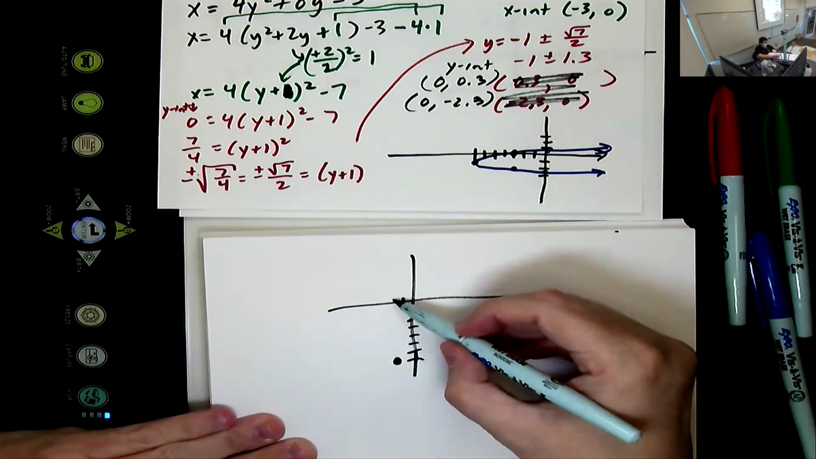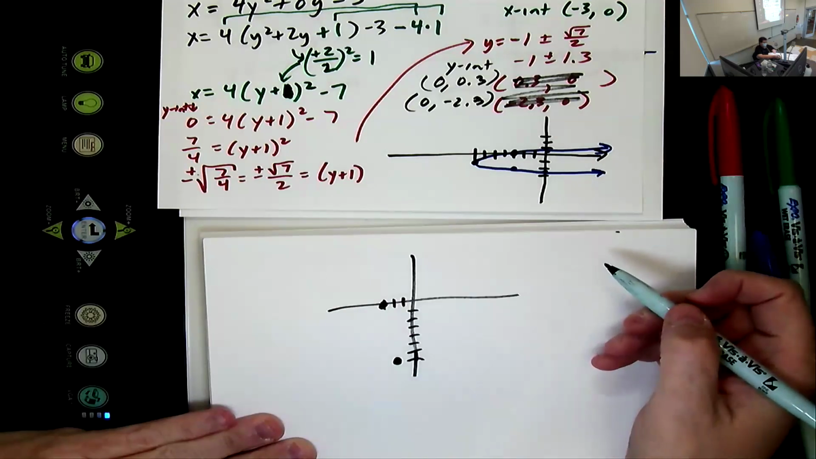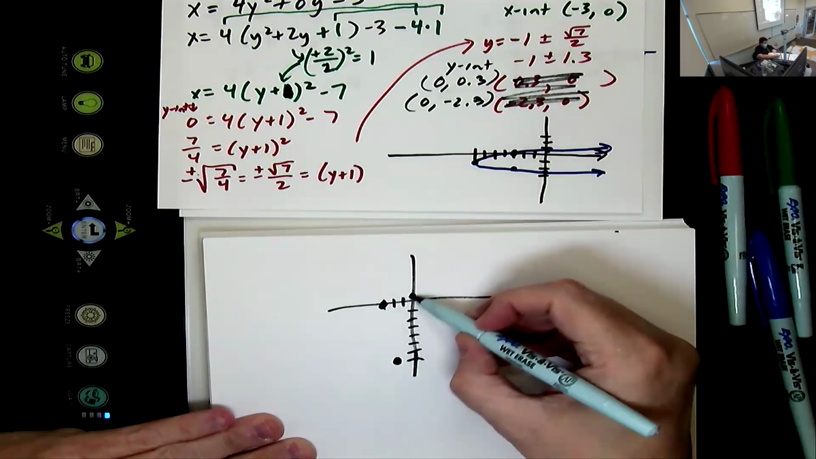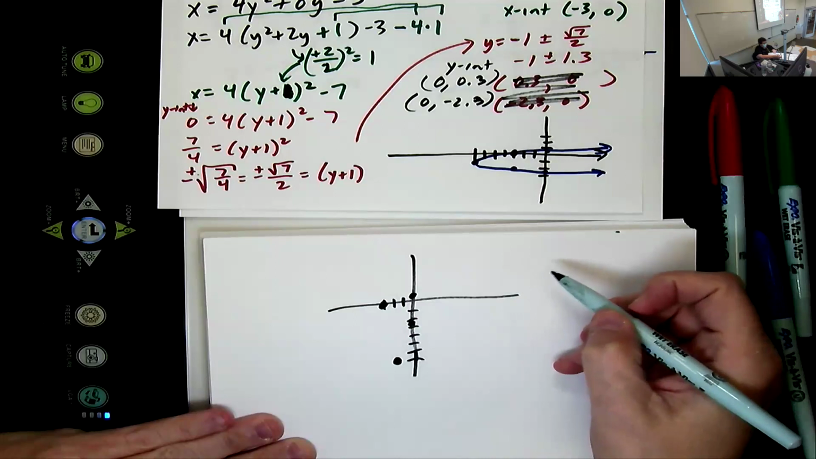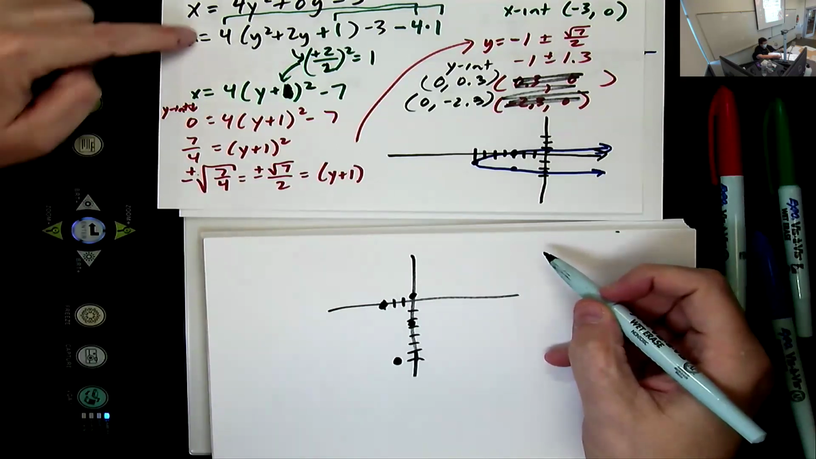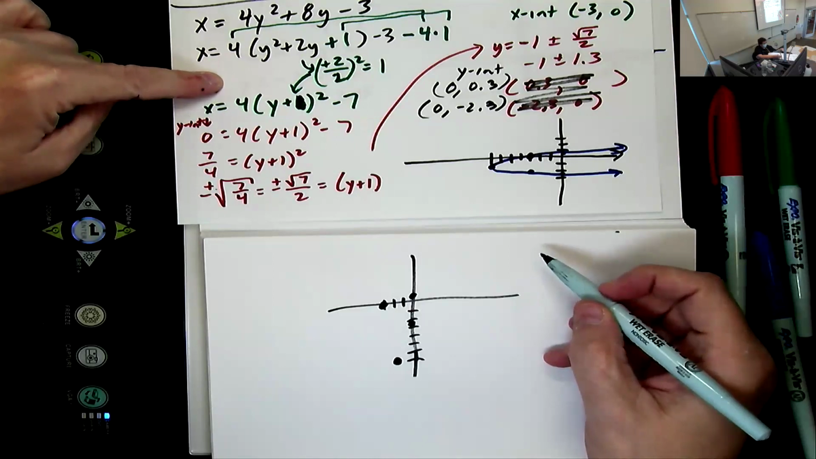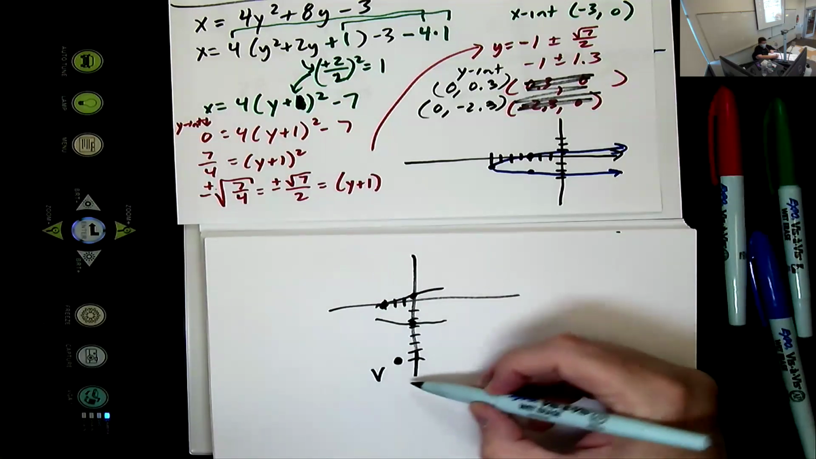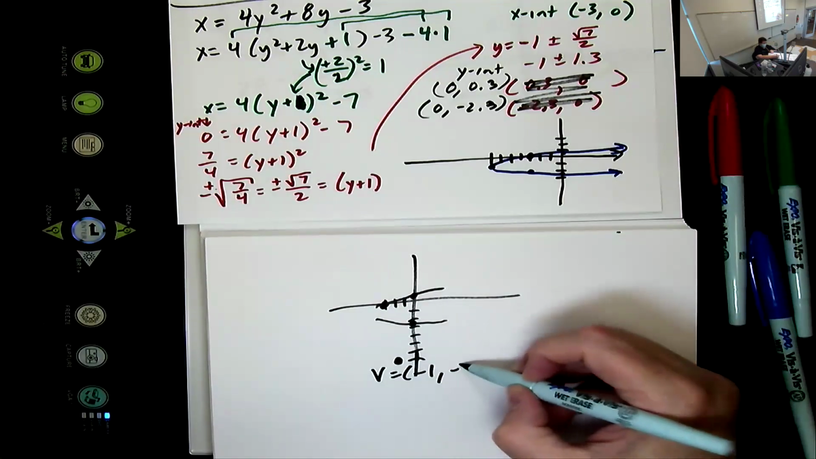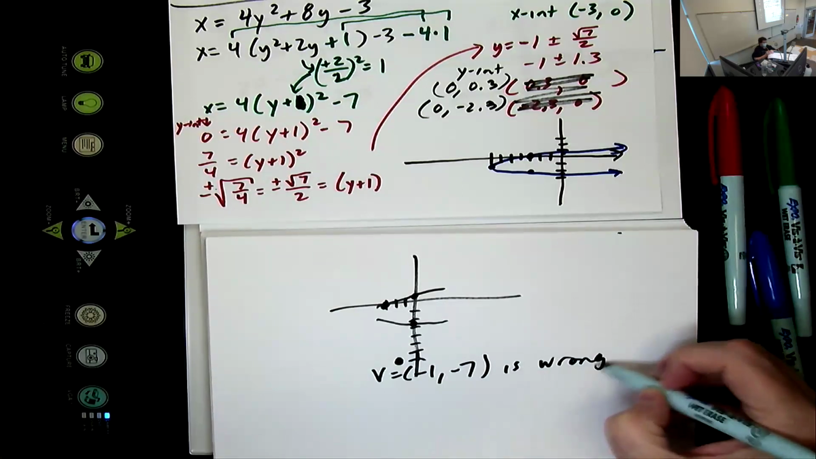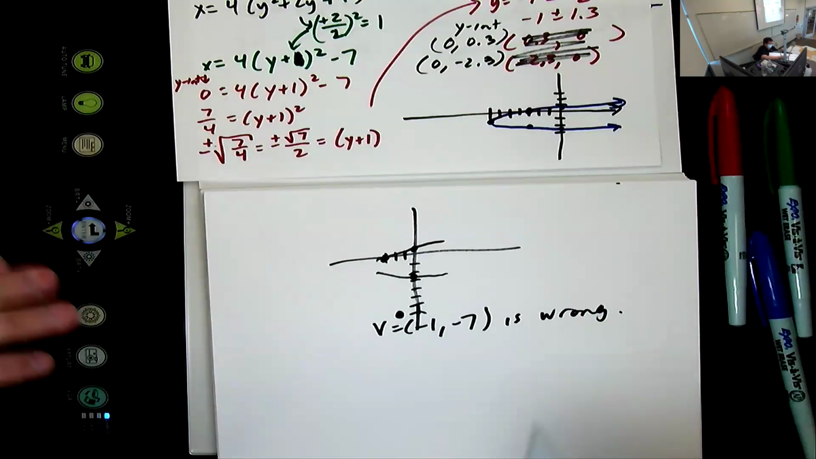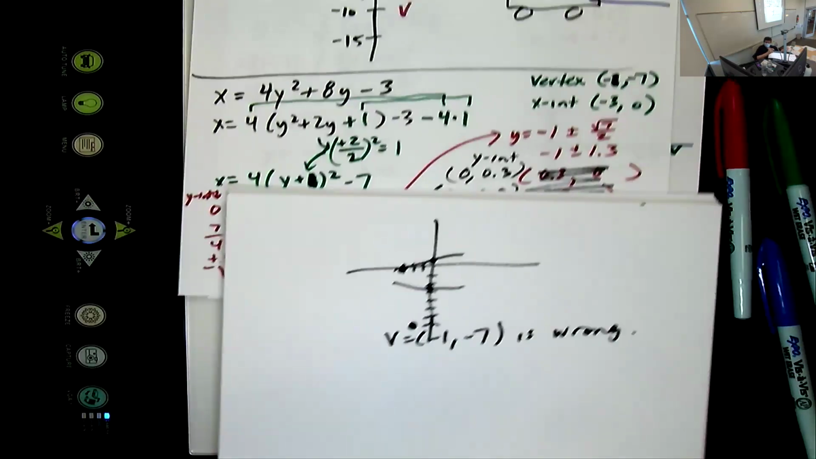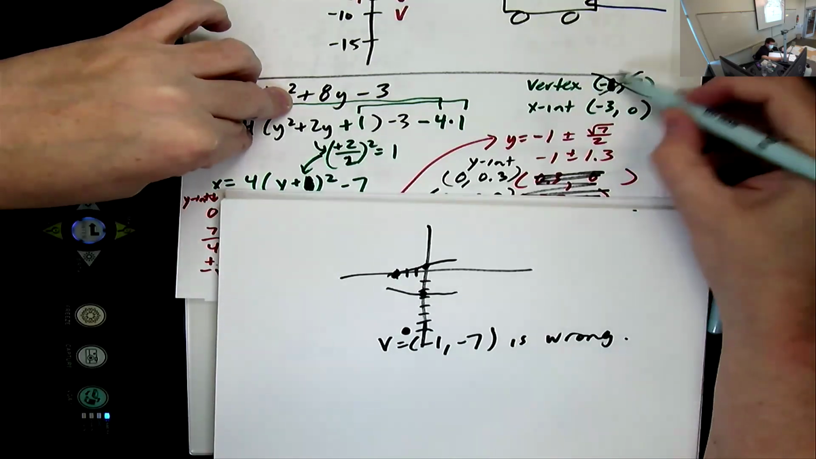And then I had an x-intercept at -3, and some y-intercepts at 0.3 and -2.3. I know it's a parabola that opens to the right. So this shows me the vertex at -1, -7 is wrong. So we had them in the wrong order up here. I'm going to go back and correct it. That should be -7, -1.